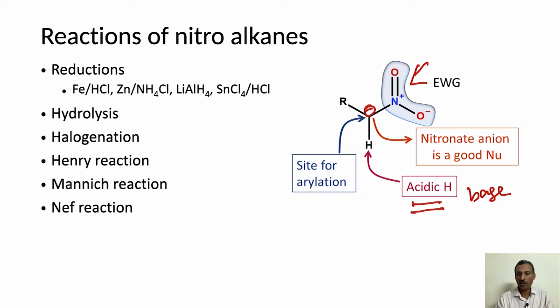This anion is called nitronate anion, and this nitronate anion is a very good nucleophile, so this can undergo various reactions, and this site can also be used for the arylation reaction. So in other words, the presence of the nitro group actually activates this particular carbon to undergo various reactions. And this nitro group also can be reduced, or this can also undergo various reactions. Say for example, reduction reduces this nitro group to an amino group. We can also carry out a hydrolysis reaction, halogenations, and Henry reactions, Mannich reaction, and Nef reactions are some of the named reactions which we will be looking at now.